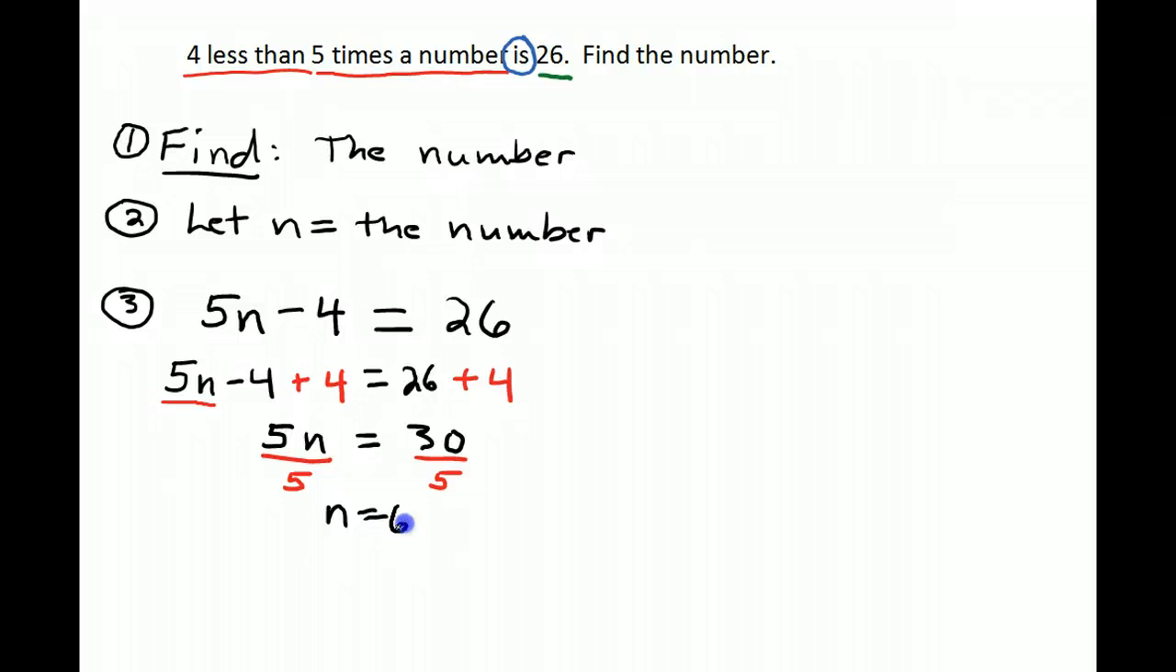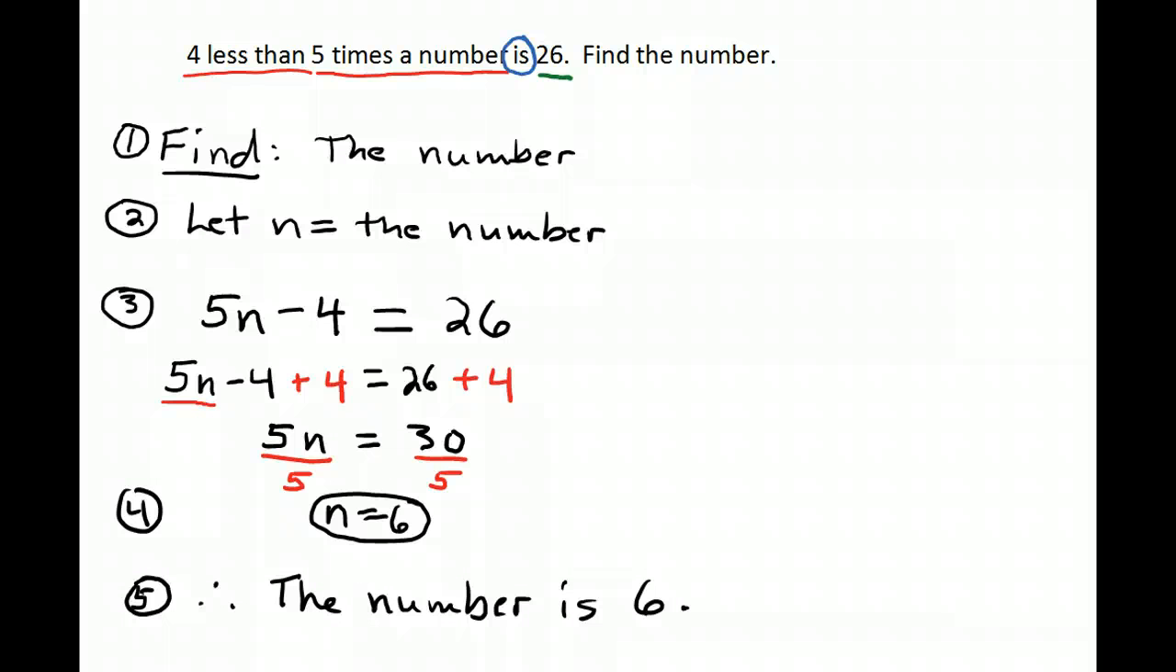1n equals 6. Circle that. Put a number 4 and write your conclusion. The conclusion, which is step 5, would be therefore the number is 6.